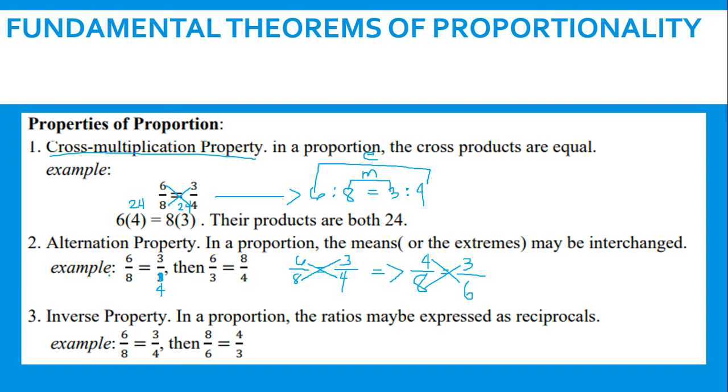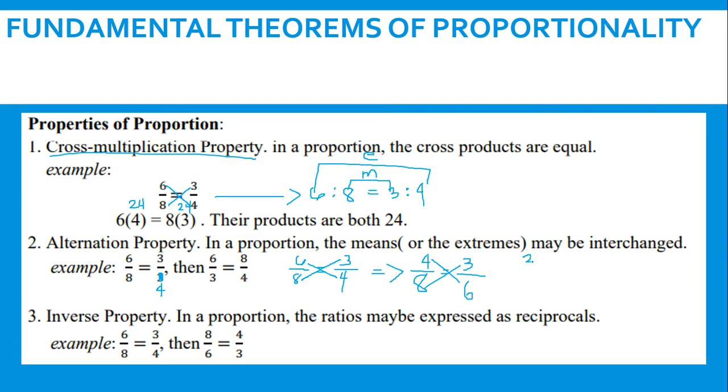So again, ang alternation property, ang means or the extremes may be interchanged. Okay, dili pwede nga ang means interchange sa extremes or ang extremes i-interchange sa means. Kung sa means ka mag-interchange, sa means pod ka. Kung sa extremes, extremes pod ka. Okay? So, I have another example.